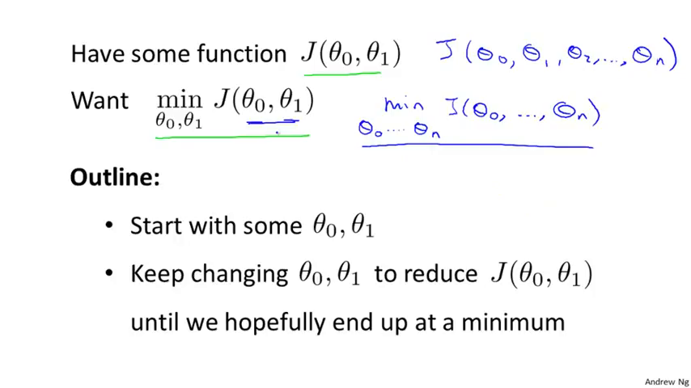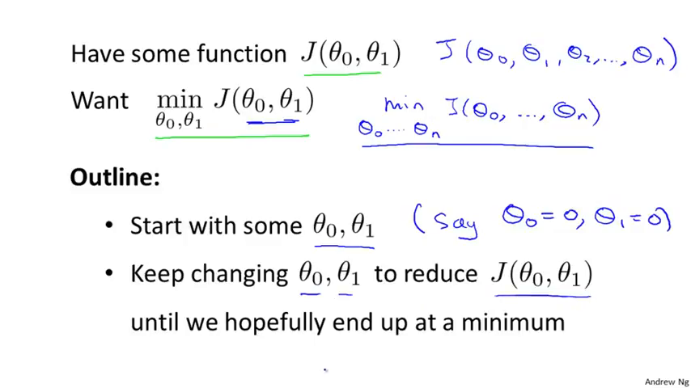Here's the idea for gradient descent. What we're going to do is start off with some initial guesses for theta 0 and theta 1. Doesn't really matter what they are, but a common choice would be if we set theta 0 to 0 and set theta 1 to 0. Just initialize them to 0. What we're going to do in gradient descent is keep changing theta 0 and theta 1 a little bit to try to reduce J of theta 0, theta 1 until hopefully we wind up at a minimum, or maybe a local minimum.